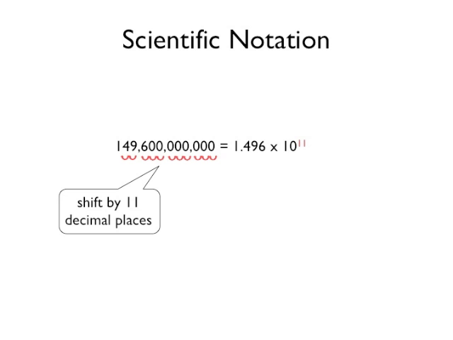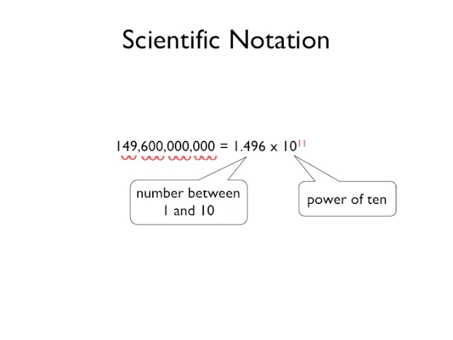And yes, you can just count how many places you shift the decimal to get your exponent on the power of 10. As long as you end up with a number between 1 and 10 times a power of 10, you have a number in scientific notation.